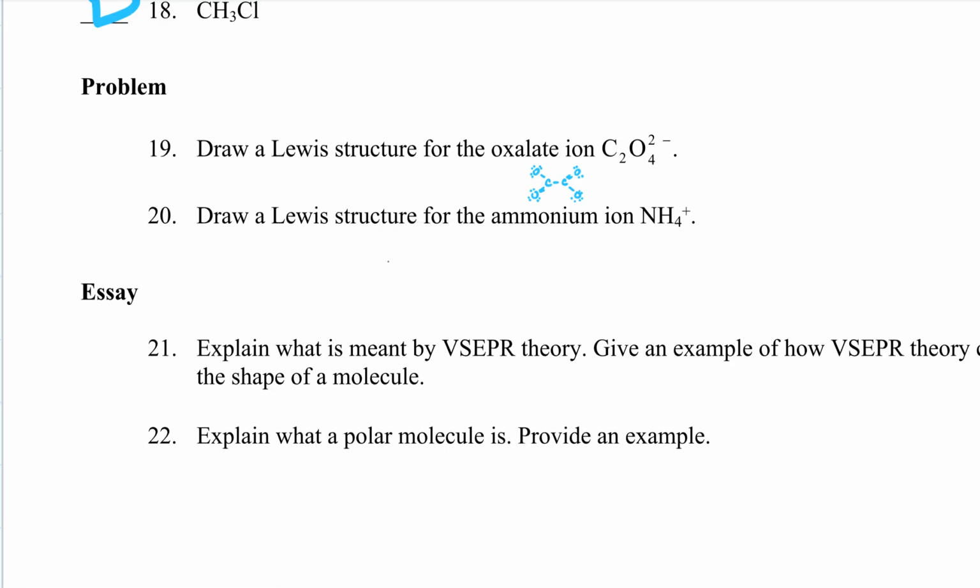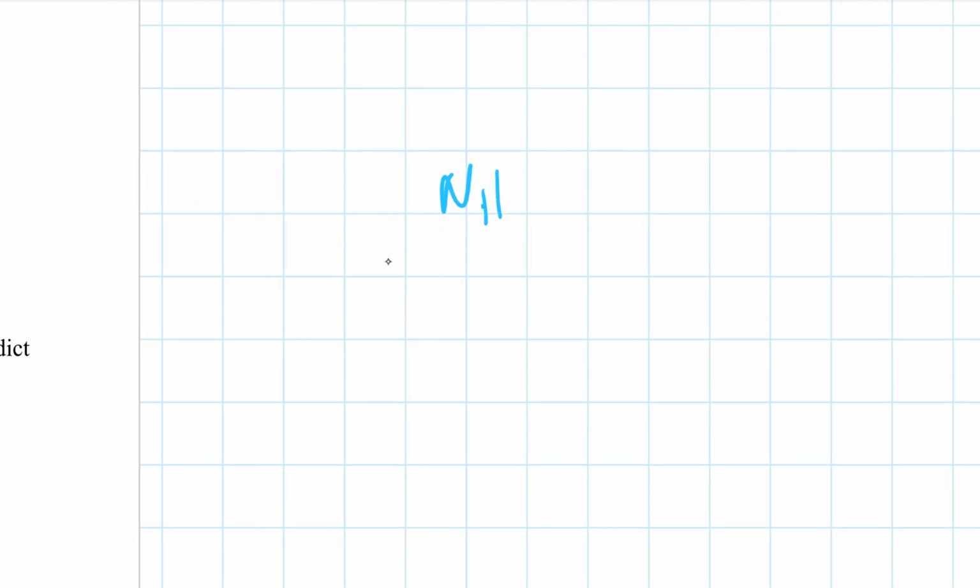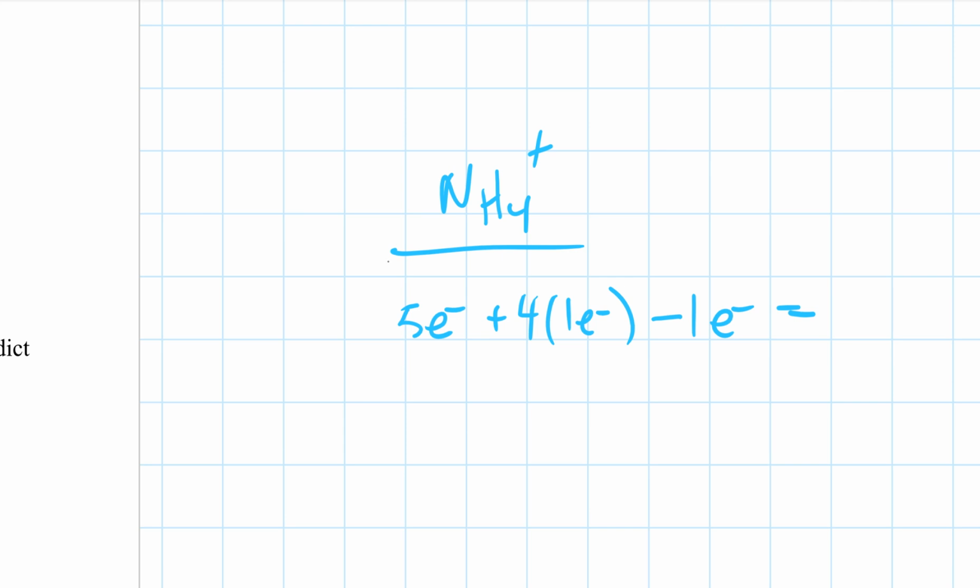Number 20, draw a Lewis structure for the ammonium ion, NH4+. So same idea here. All right, so we have NH4 with a positive charge. So you have 1 nitrogen contributing 5 electrons. And you have 4 hydrogens contributing 1 electron apiece. But since we have this charge here, we're going to have to subtract an electron. So that should give us a total of 8 electrons to work with.